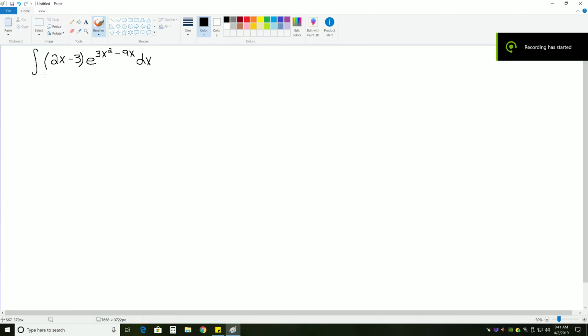In this problem, we're going to be finding the integral of 2x minus 3 times e to the 3x squared minus 9x dx. So, this is going to be another one of our u substitution problems. In general, whenever you have two functions being multiplied together, in this case 2x minus 3 and e to the 3x squared minus 9x, you're going to have a u substitution.